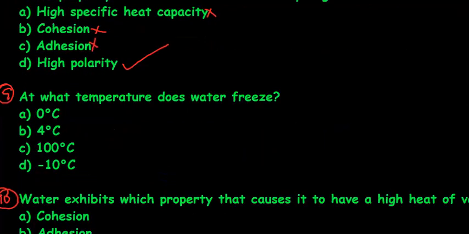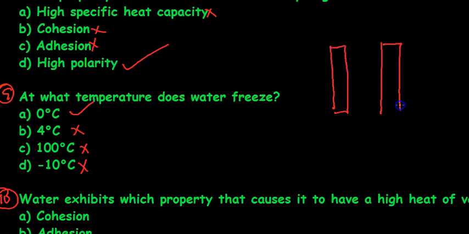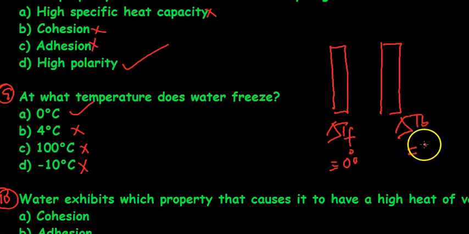What about question number 9? Question number 9 says, at what temperature does water freeze? Feel free to try this problem. If your answer is D, C, or B, this is simply going to be wrong. The correct answer is 0. Because let's assume this is a measuring scale. If we have delta T_F, which is the freezing point, to be 0 degrees Celsius, the boiling point delta T_B is simply going to be 100 degrees Celsius.